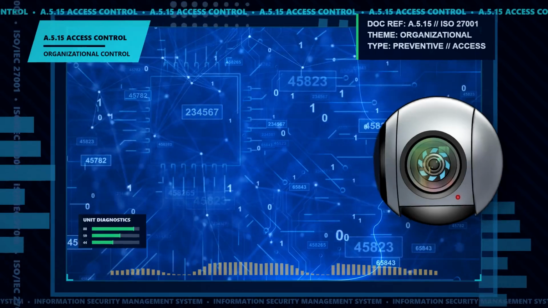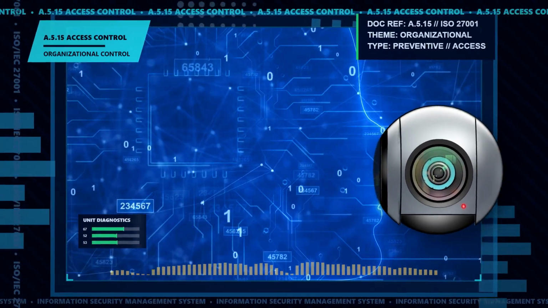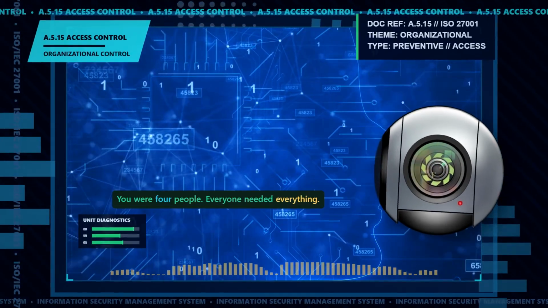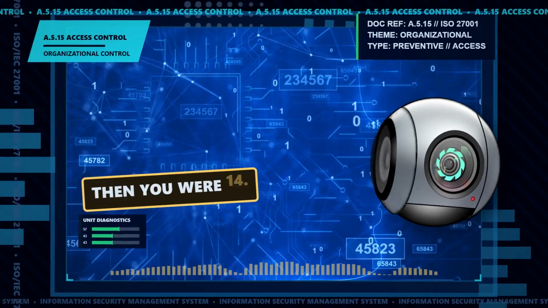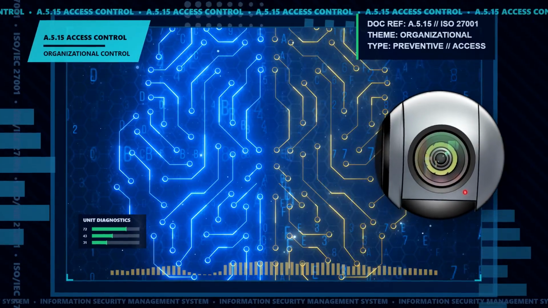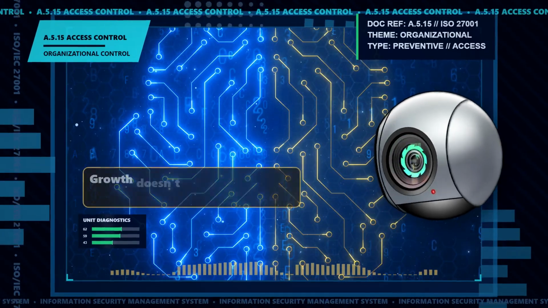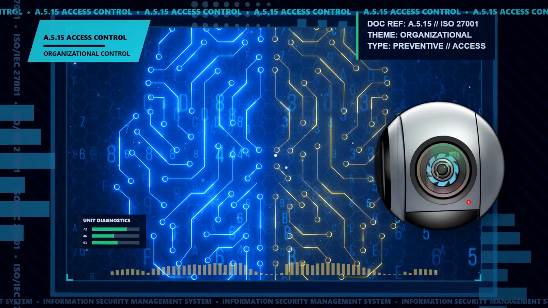Everyone's an admin, and I don't mean maliciously. I mean it happened by accretion. You were 4 people. Everyone needed everything. It was fine, it was fast, it was correct at the time. Then you were 14. Nobody made a decision to give 14 people root. There was never a meeting. It just stayed. Growth doesn't revoke anything. Growth only adds. Failure mode 2.